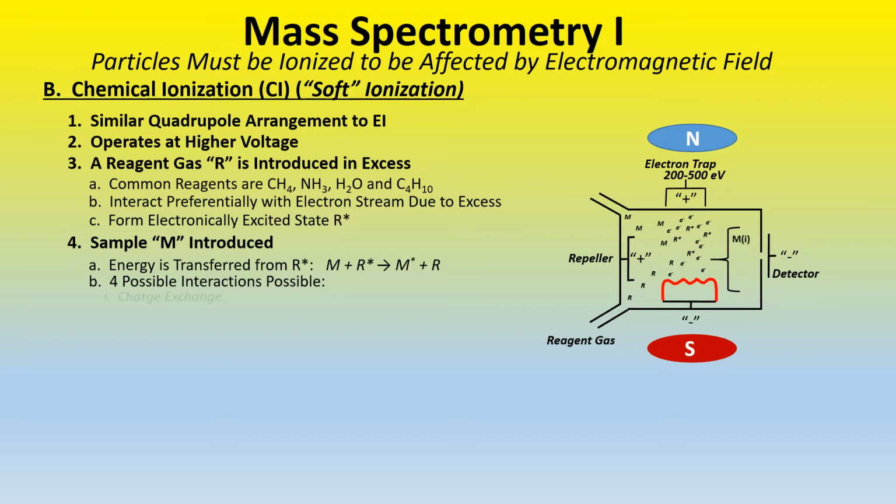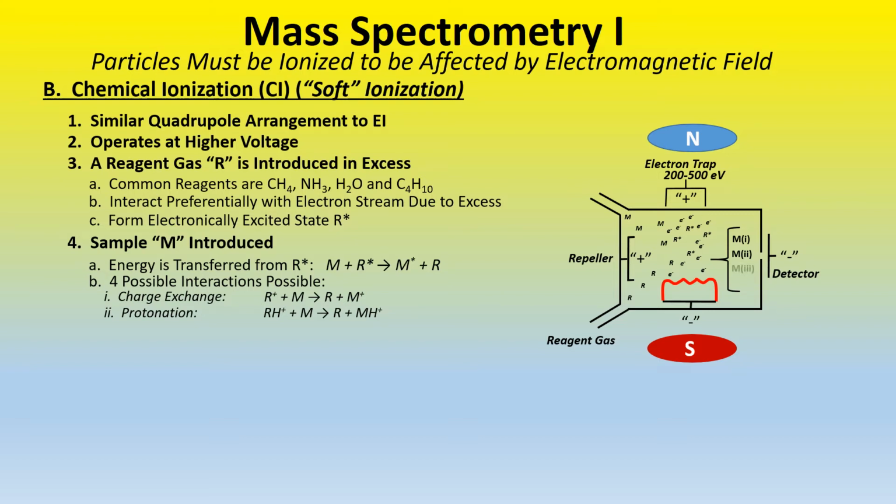The first one is called a charge exchange and is the simplest one, where the reagent gas forms a cation, and on collision, the positive charge gets transferred to the sample, creating a sample cation. You can also have protonation, in which case, depending on which reagent gas you have, some highly protonated reagent, RH+, and in addition to the positive charge, the proton gets transferred to your sample, which then goes to the detector.